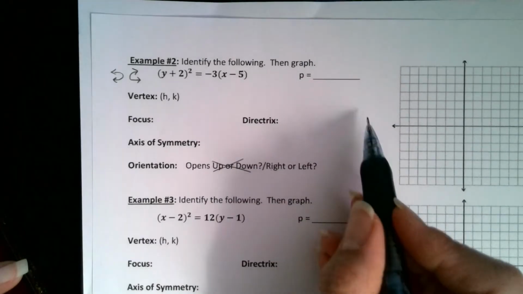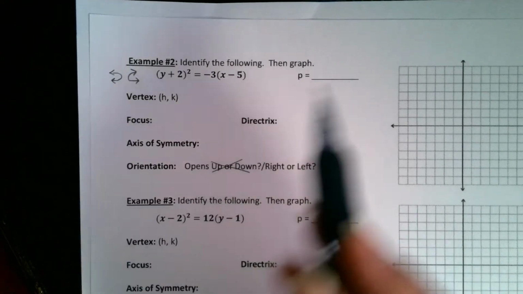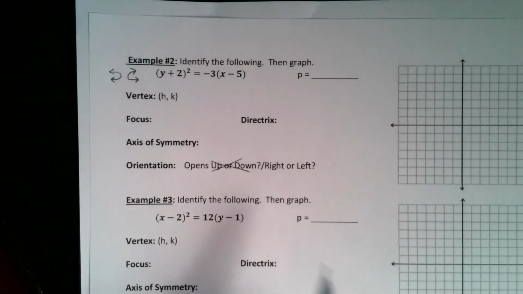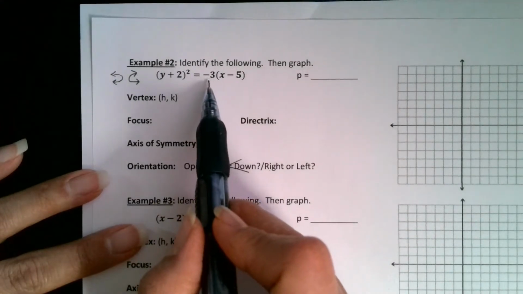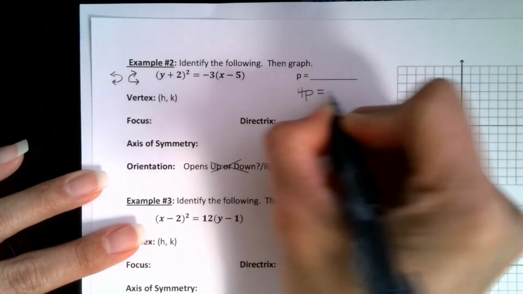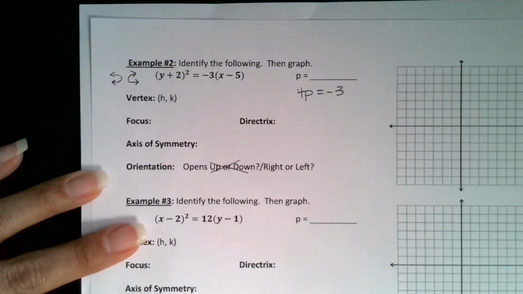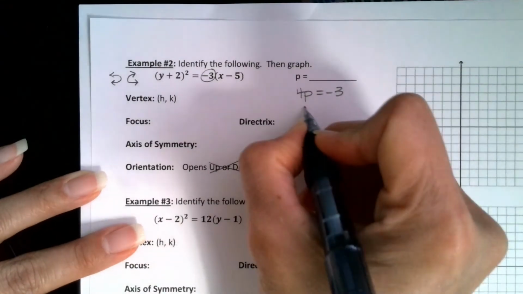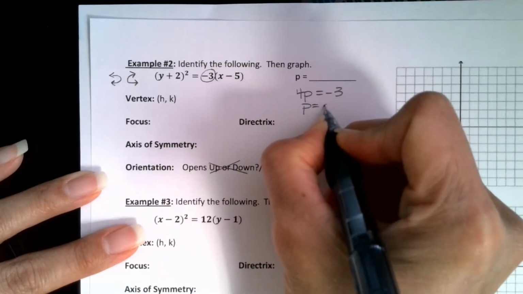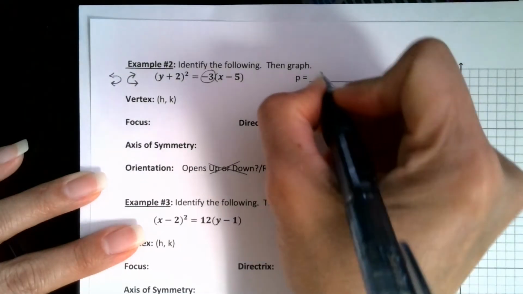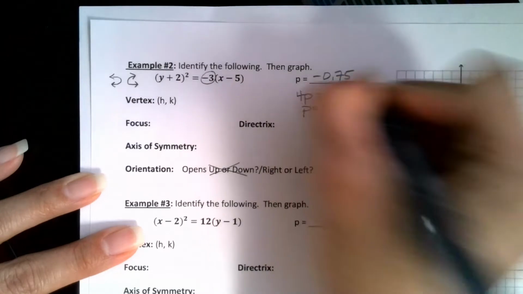Now, the first thing I want you guys to do is find the p-value. Since we know the p-value can be found using the coefficient of our non-squared term, okay? Our coefficient of our non-squared term in this case is -3, sorry. So 4p, which is what we got from the formula, has to equal our coefficient of our given formula. So I'm just taking 4p and I'm setting it equal to this coefficient here. When I solve for p by dividing by 4 on both sides, I'm going to get -0.75. So -0.75 is our p-value.